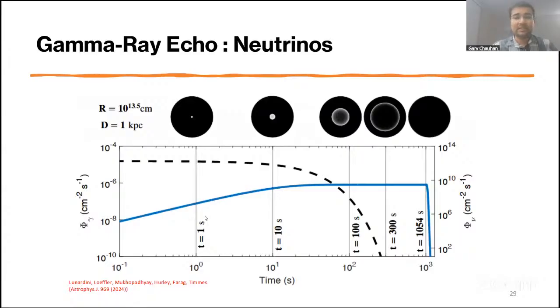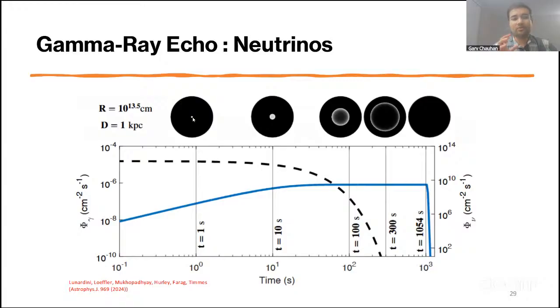The signal looks something like this. Why is it called a gamma ray echo? It is very clear from this diagram. You have phi gamma over here, the light curve, and here is the time on the x-axis. The neutrino signal is shown as this dotted black line, and the gamma signal from this 511 keV line is shown as this blue curve. You can see that the characteristic signal for the neutrinos decays on a few second timeline and then undergoes an exponential decay. It is right at the same time when the gamma ray signal picks up.